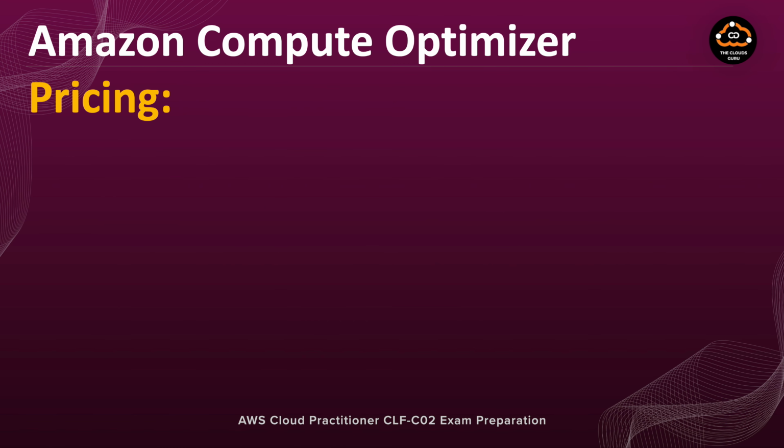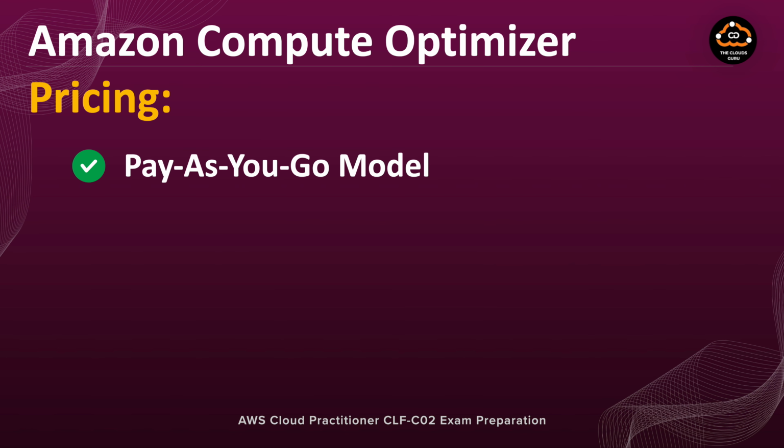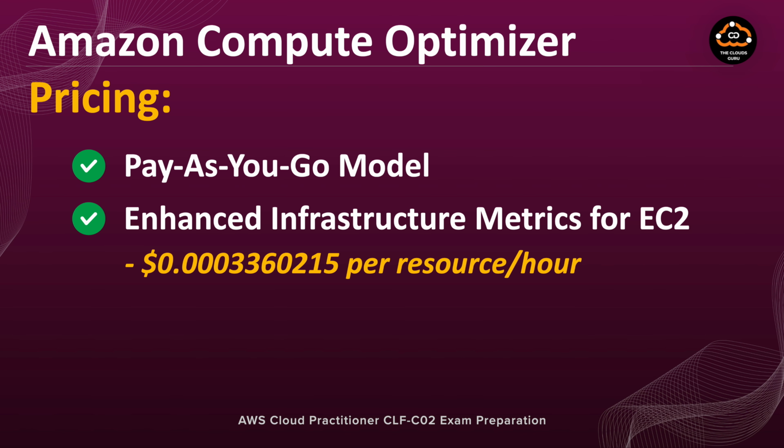AWS Compute Optimizer pricing. Compute Optimizer offers a pay-as-you-go pricing model, ensuring you only pay for what you use. For enhanced infrastructure metrics for EC2, the pricing is on the screen and it is calculated based on the number of hours a resource runs per month.